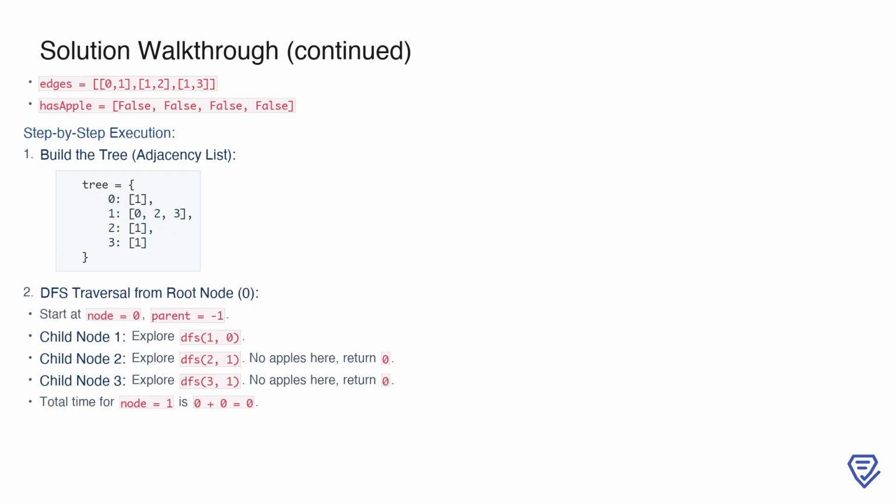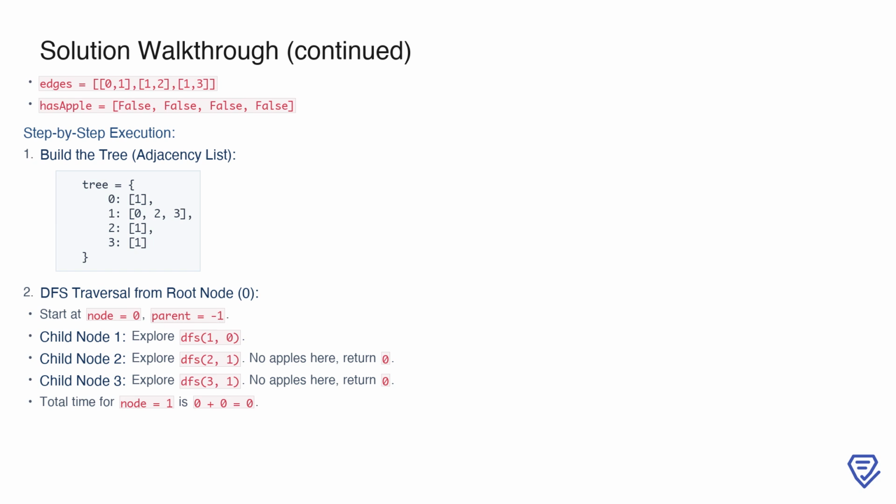In this example, we have a tree with 4 nodes and no apples on any of them. As before, we start by constructing the adjacency list from the given edges. This structure shows the parent-child relationships between the nodes. Next, we perform a DFS starting from the root node, which is node 0. From node 0, we proceed to its child, node 1. At node 1, we explore its 2 children, nodes 2 and 3. Since neither node contains an apple, they each contribute 0 to the total time.